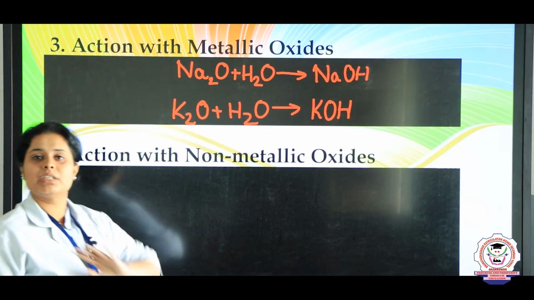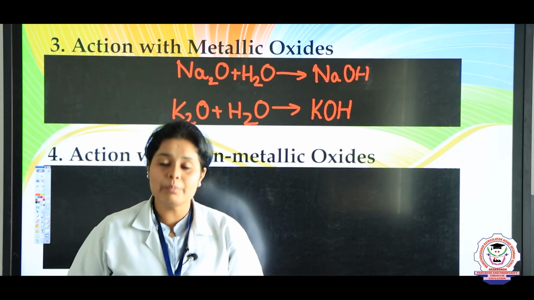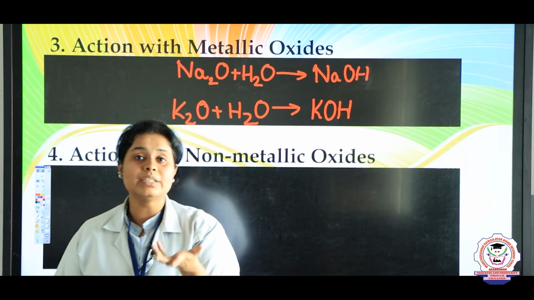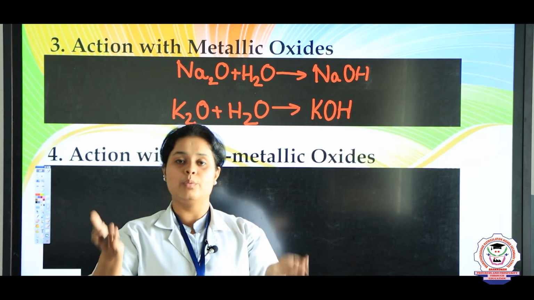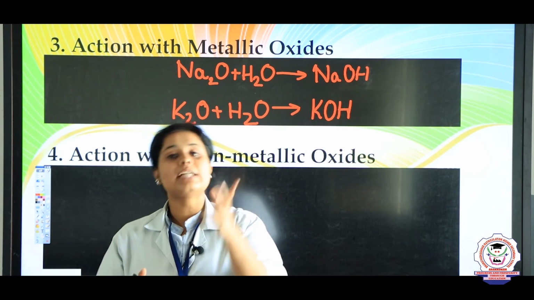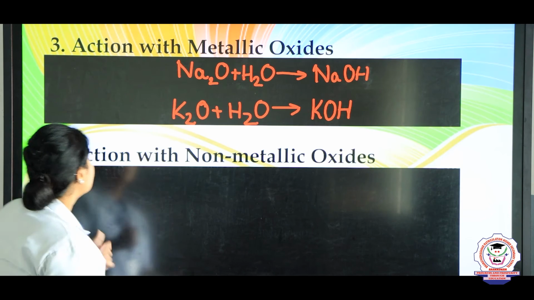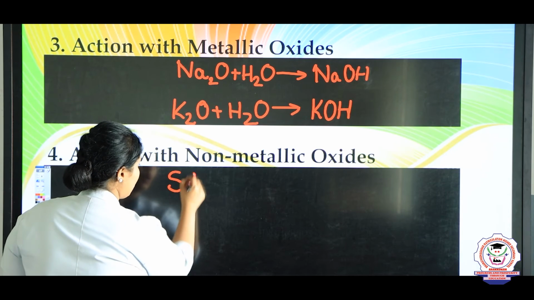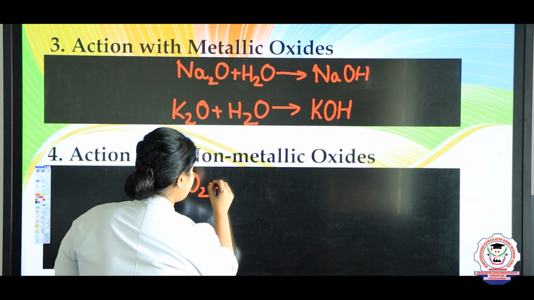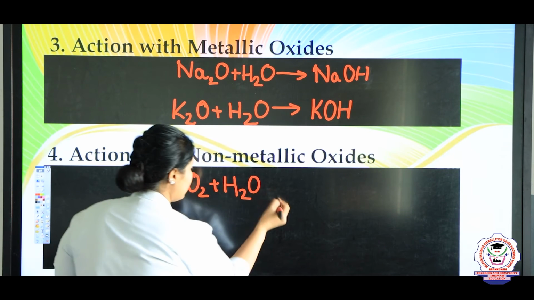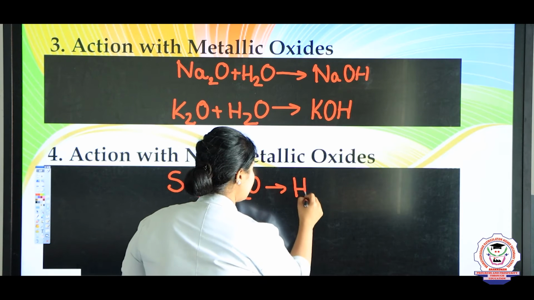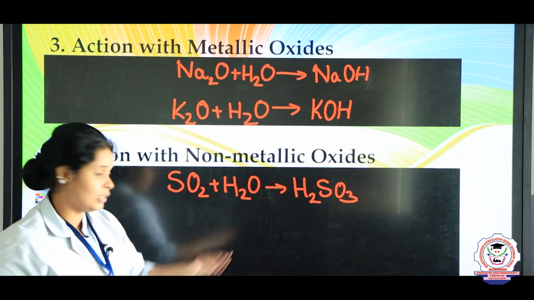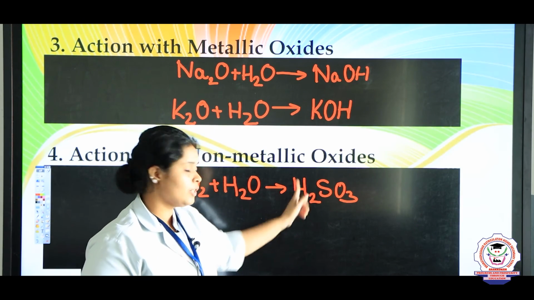Now, let's see what happens with the non-metallic oxides. In non-metallic oxide, you are taking a non-metal and reacting with the oxygen. For example, you are taking sulfur and oxygen. When you are adding these two, you will get sulfur dioxide. So, for non-metal, the example is SO2, sulfur dioxide, plus H2O, it will give you the answer as H2SO3. This is sulfurous acid. It's not sulfuric, children. Sulfuric should have H2SO4.